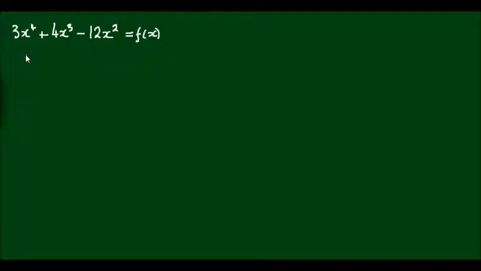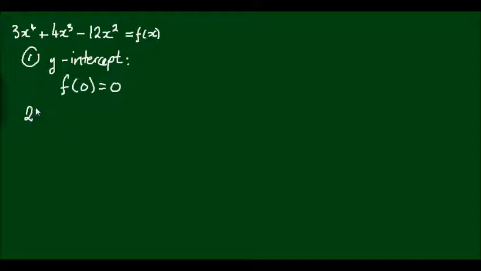The very first step in the process is to find the y-intercept. To do that we simply evaluate the function when x is equal to 0, or find f of 0. It's pretty obvious that we're going to get 3 times 0 plus 4 times 0 minus 12 times 0, and that's going to give us 0. So our y-intercept is equal to 0.